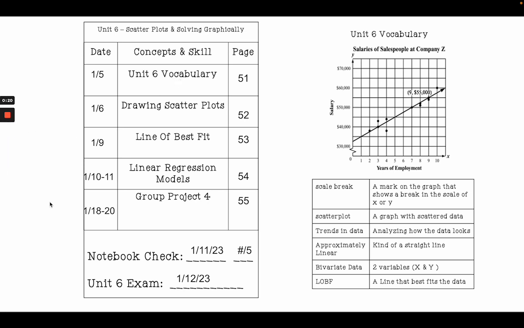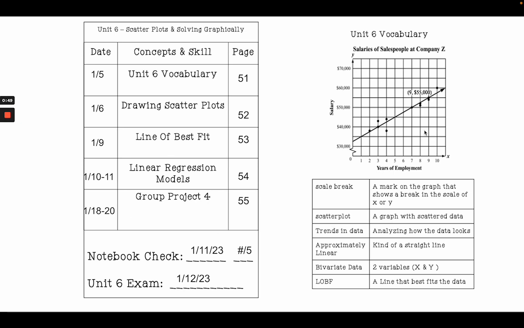Here's a breakdown of Unit 6. We're going to start off with vocabulary today. We'll then work on scatter plots, line of best fit, linear regression. On that same day, we're also going to be doing the review for Unit 6 test. That's going to happen on the 12th. And on the 11th or the 10th, depending on if you're Tuesday or Wednesday, will depend on your notebook check. And then from there, the following week, we'll do a group project. And that's going to be on the 18th through the 20th.